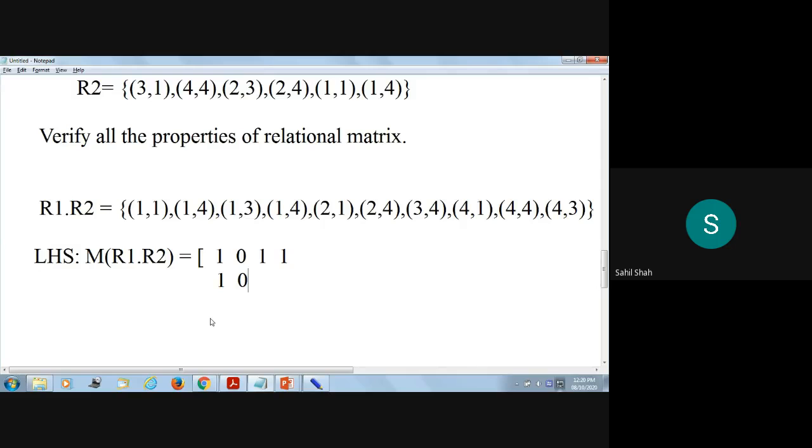2, 3. Do I have 2, 3? No. Do I have 2, 4? Yes. Next. 3, 1. 3, 1 is absent.